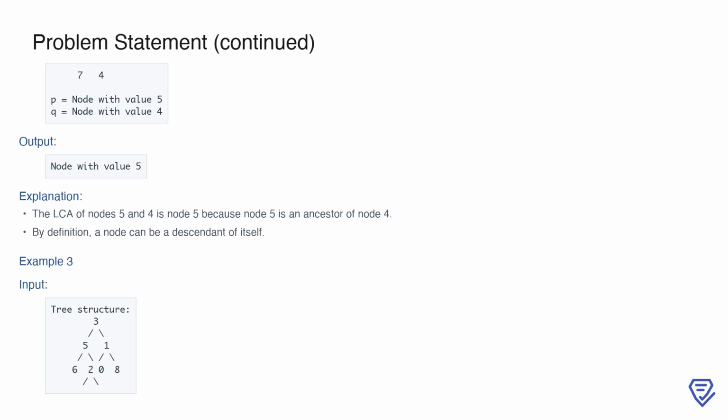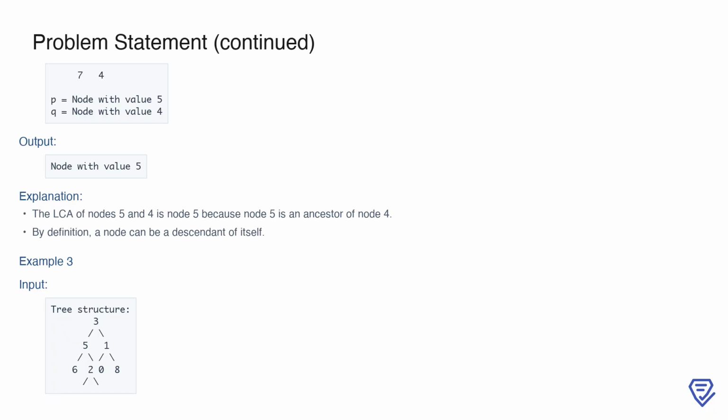Now in the second example, we use the same binary tree, but this time P is the node with the value 5, and Q is the node with the value 4. The lowest common ancestor here is the node with the value 5. This is because node 5 is the direct ancestor of node 4, and as per the definition, a node is considered a descendant of itself. Therefore, in situations like this where one node is an ancestor of the other, the ancestor node itself is the LCA.